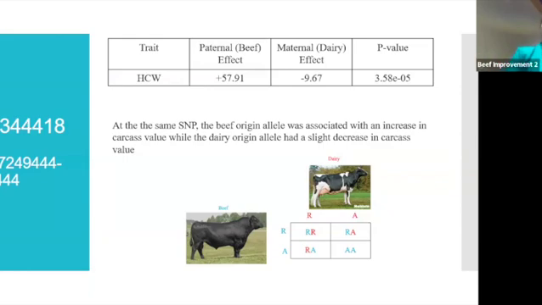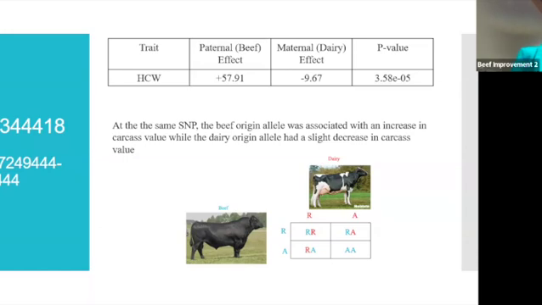I'm not going to read out the whole SNP number, but this is the SNP reference number, and this is the location within the chromosome. This is on chromosome 1. What I found for this particular SNP is that getting this alternate A allele from the beef side added 57 pounds on hot carcass weight. But if an animal got the other allele, it was negative 9.67 pounds. And then of course, the p-values.